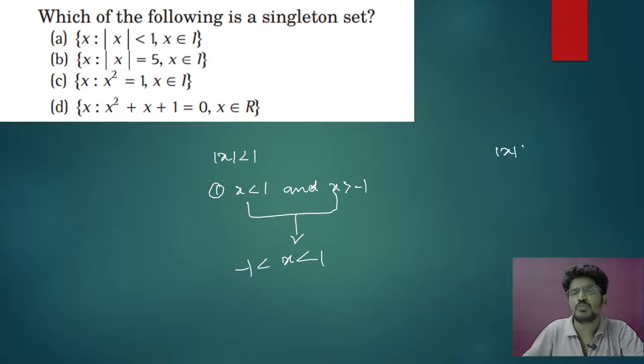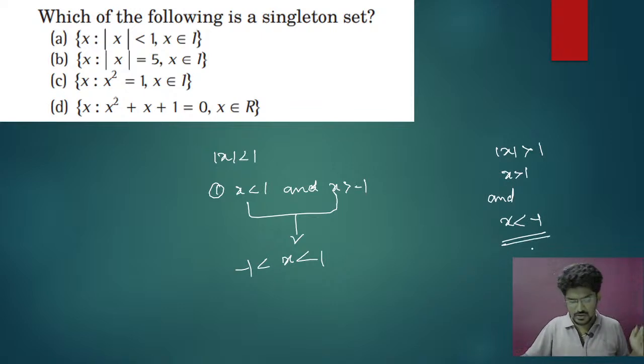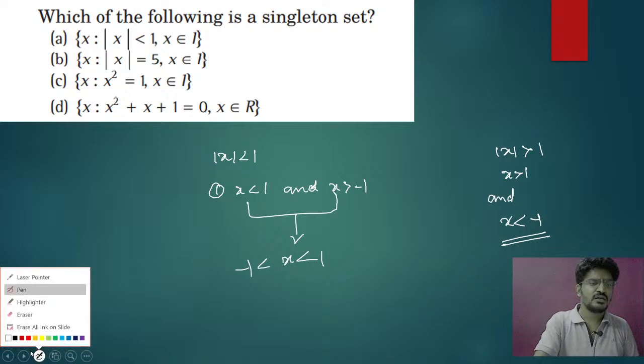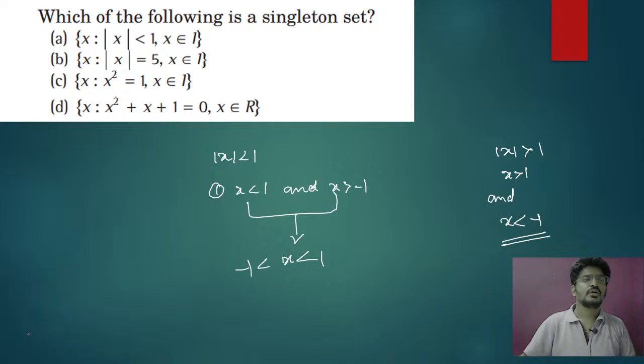In the same way, if mod x is greater than 1, x will be greater than 1 and the other is x is lesser than -1. So like this you have to solve. Clear? Very good. So now our option is A. Clear? Option A is the right answer.